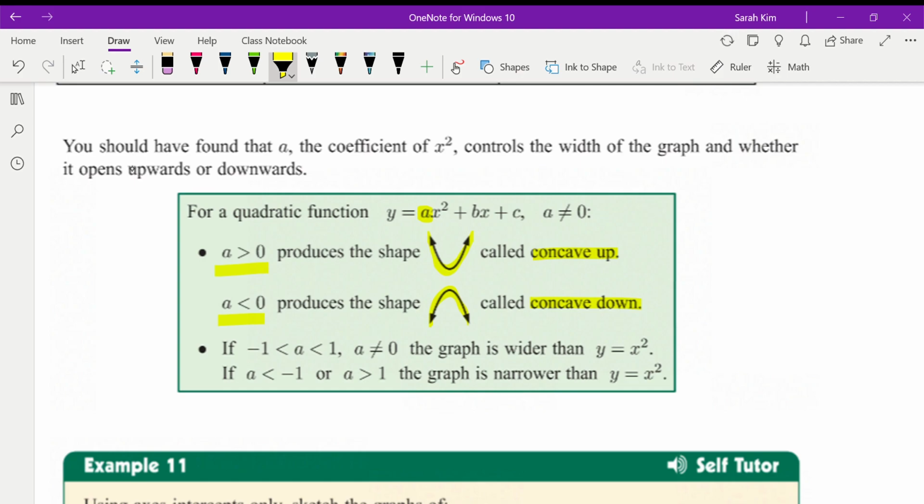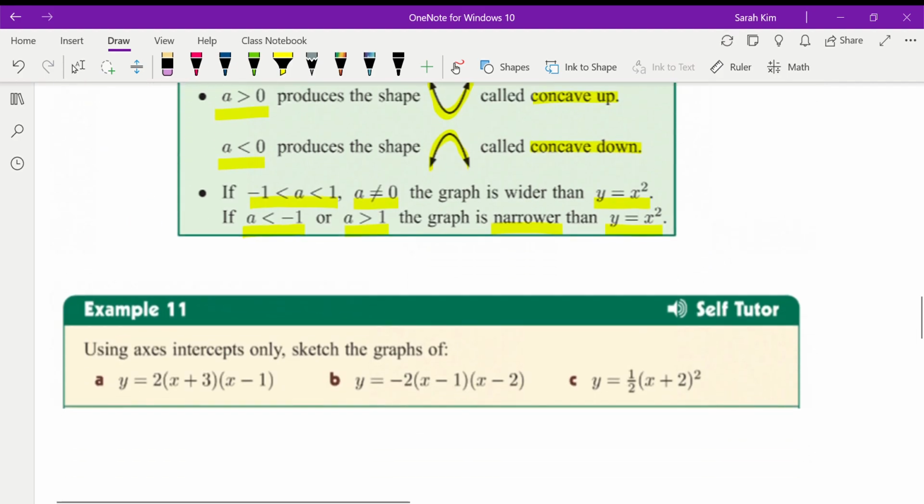So if a is between -1 and 1, and a is not equal to 0, the graph is wider than y equals x squared, so you can just use that as a reference. If a is less than -1 or greater than 1, the graph is narrower than y equals x squared. Most of the time, you're just going to be using this first dot point as the main resource.